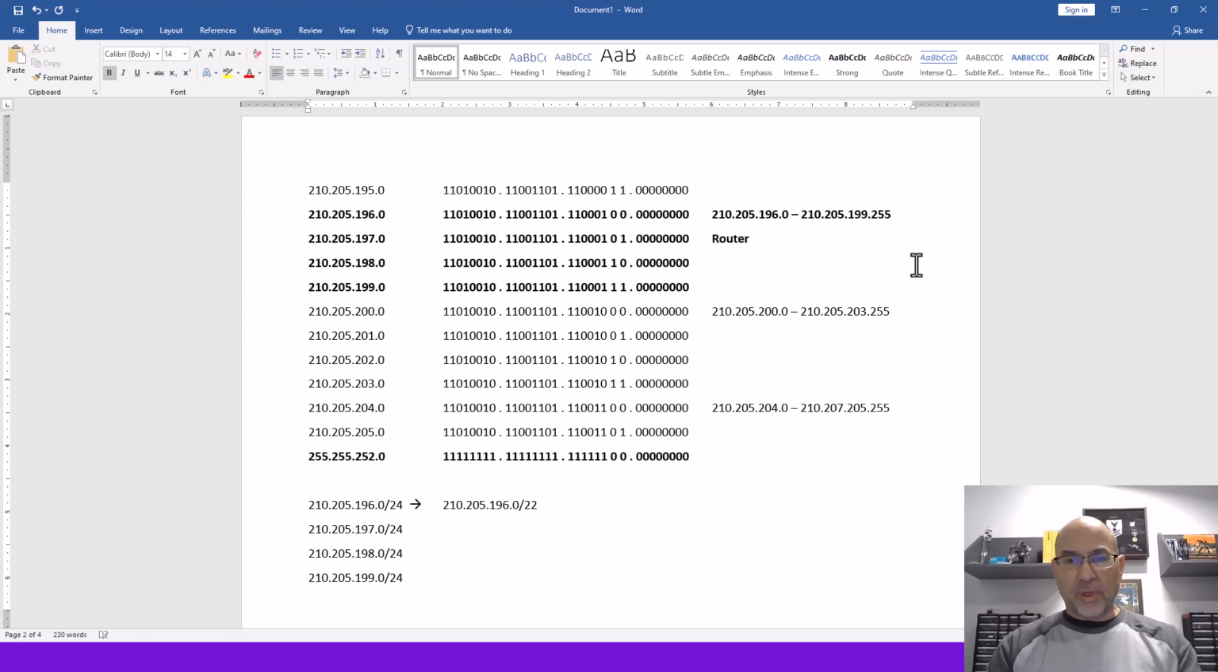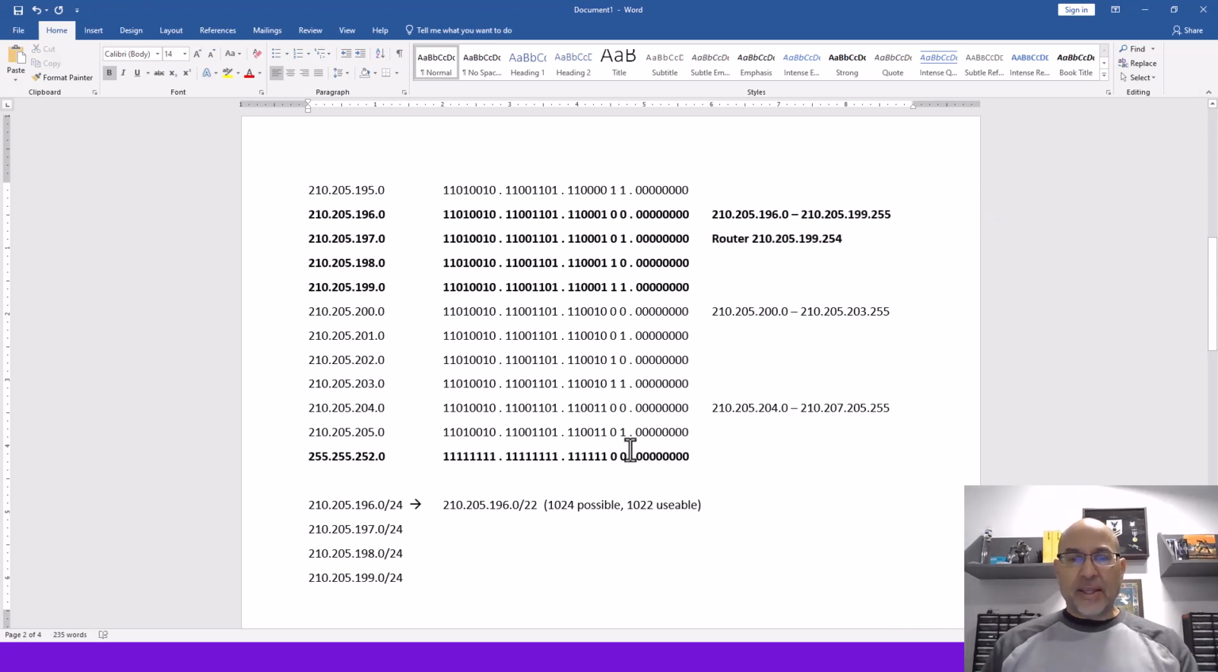So maybe a router would be 210.205.199.254. And all hosts, because now we're at 1024 possible hosts, right? 1024 possible, 1022 usable, okay? Where this is the supernet ID, this is the supernet's broadcast address, and here's a router I might use.